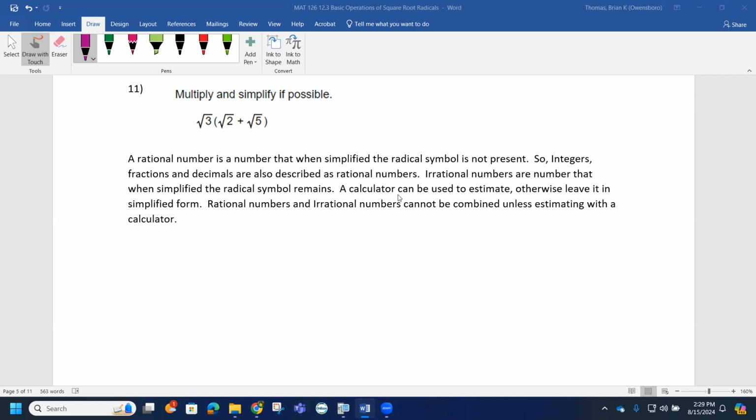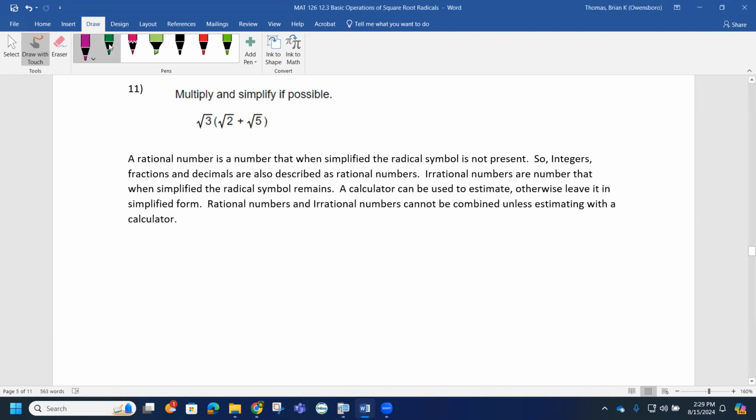So if we have a rational number and an irrational number present, the only way to combine them together, since we don't have any tables really, is to use a calculator. So again, rational numbers and irrational numbers cannot be combined unless estimating with a calculator. So our directions say leave the exact answer in radical form.